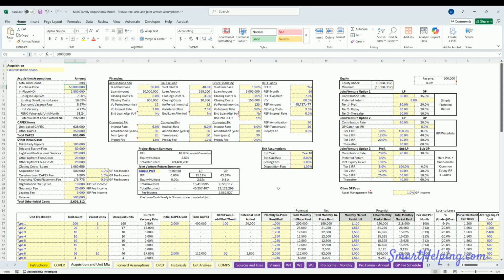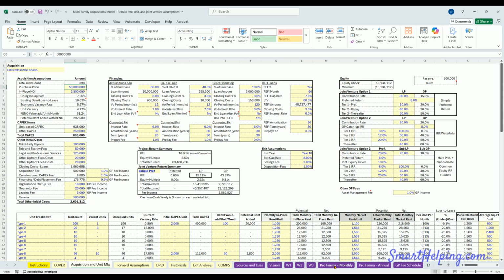This is smarthelping.com. We are going to dive into the multifamily acquisition real estate model. Today, it's already a built model, but I wanted to talk through it and play with a few things on it to explain more about one specific thing, which is the going in cap rate. Now, the going in cap rate is going to be some function of an adjusted net operating income against the purchase price. So in this model, you can see the purchase price is right here. In this case, $50 million in the acquisition and unit mix tab.